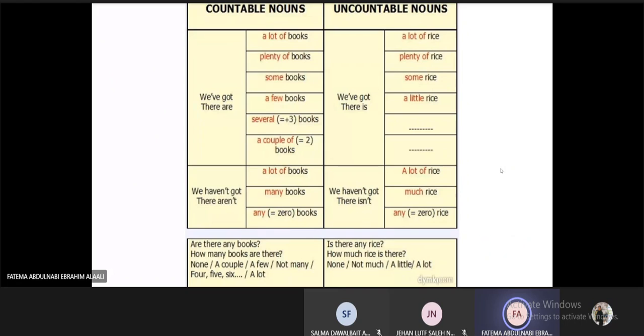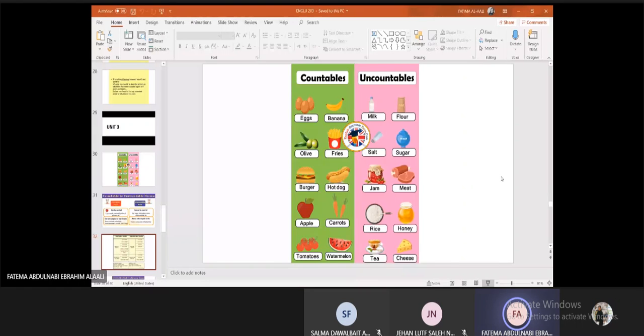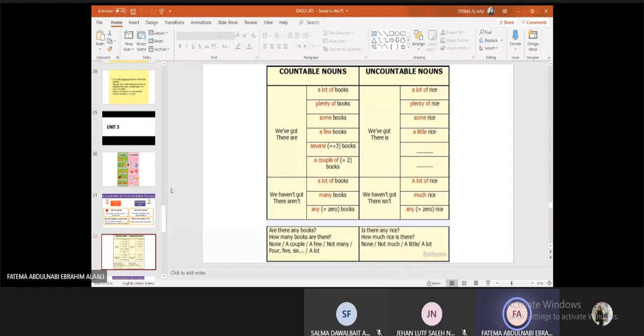Also, if we want to form questions, we use any and many for the countable, and for the uncountable, we use any and much. So, are there any books? Like we can say none, a couple, whatever. And for the uncountable, is there any rice? Again, we use the verb in the singular. Is there any rice? Okay? So we can say none.